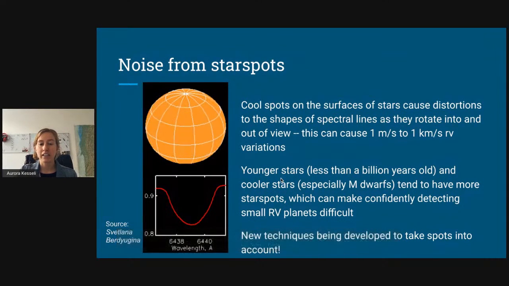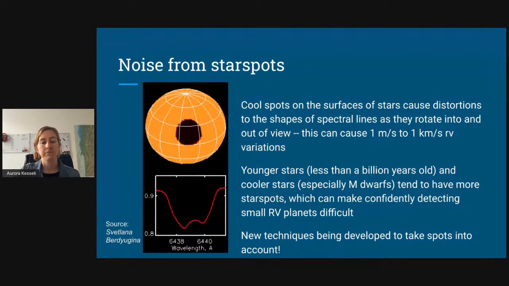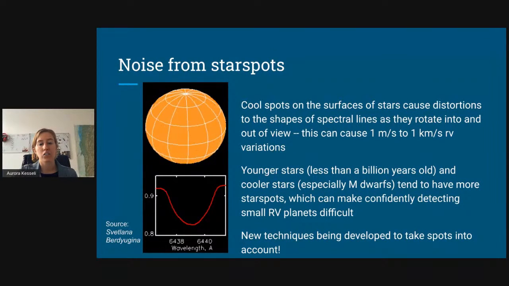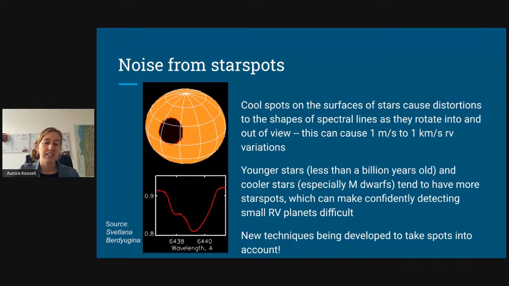The stars that are more likely to be affected by star spots are younger stars, so stars that are less than 1 billion years old, and also cooler stars, like I said, so M dwarfs. And this makes confidently detecting radial velocity planets around young M dwarf stars really difficult. This is a very active area of research. There is lots of research being currently done to figure out how to mitigate effects from star spots, because like I said, on young M dwarf stars, this makes finding planets almost impossible.